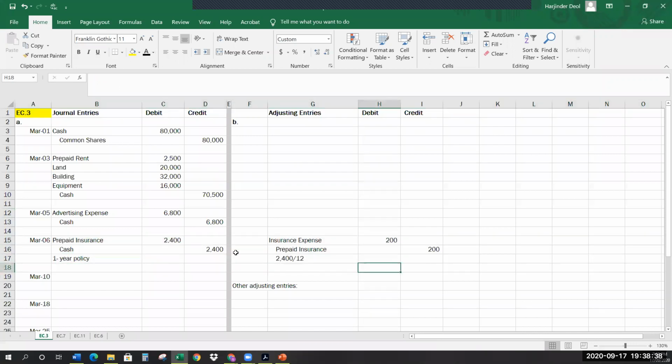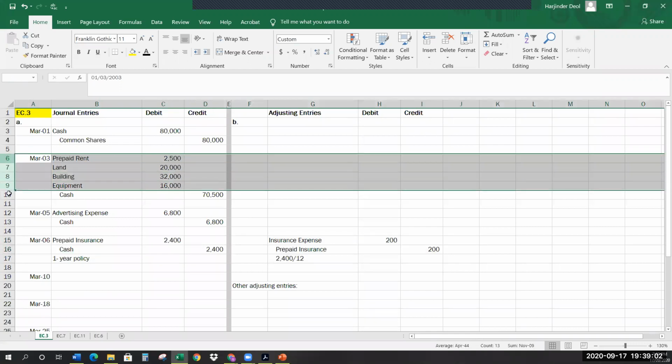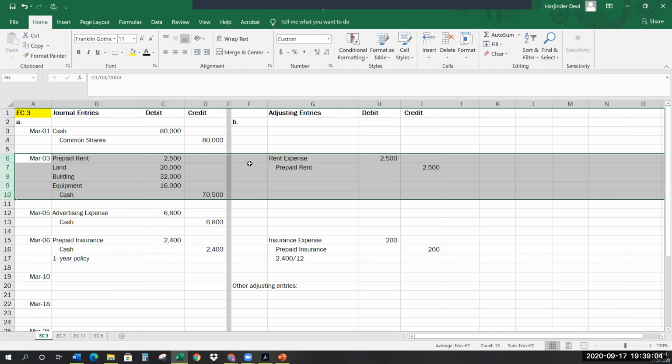So every month, let's say this is a $2,400 policy for 12 months, then at the end of the month, we will go ahead and book a debit to insurance expense and a credit to prepaid insurance. At the end of every month, this adjusting entry will be booked. Likewise, if we look at the March the 3rd transaction, there should be an adjusting entry booked for that one as well, to credit the prepaid rent and debit rent expense.